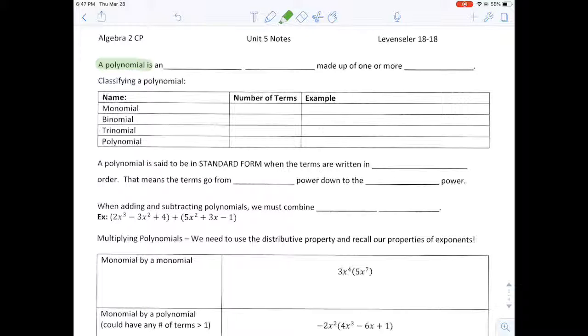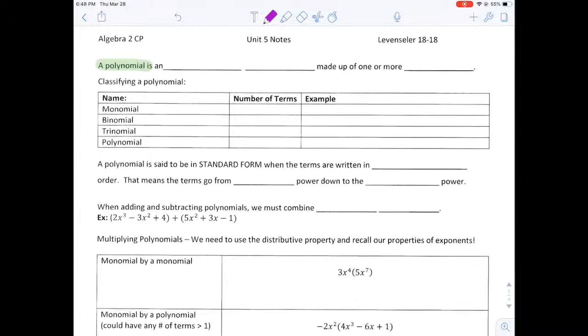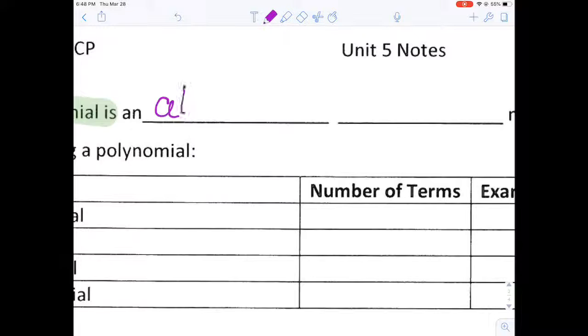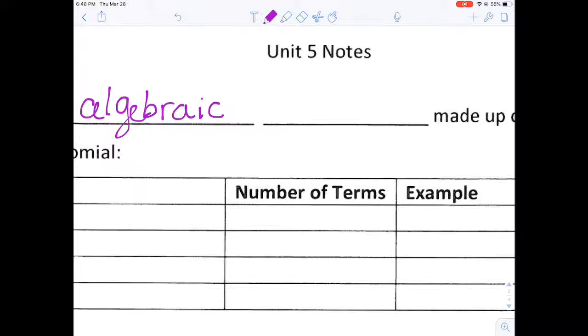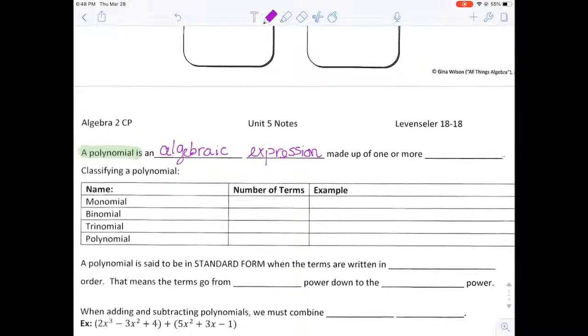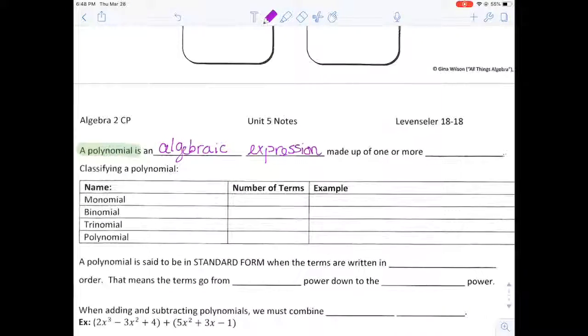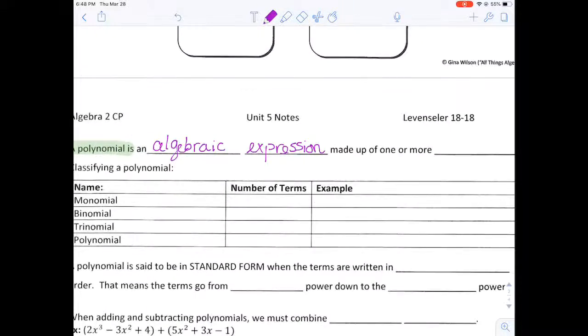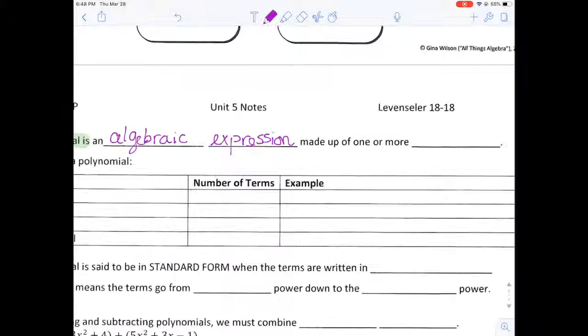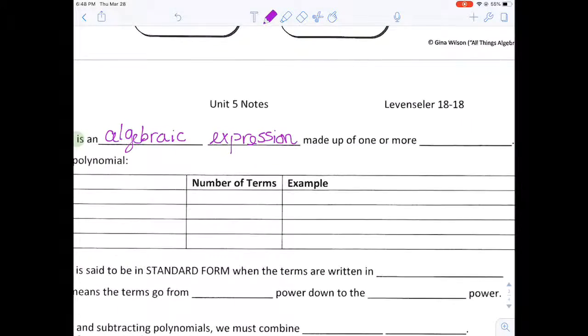So a polynomial is an algebraic expression, which just means we have variables, we have numbers. We're going to deal with not equations at this point, but just expressions. So there won't be any equal signs until we start to graph these. And you guys already learned how to graph the quadratics.